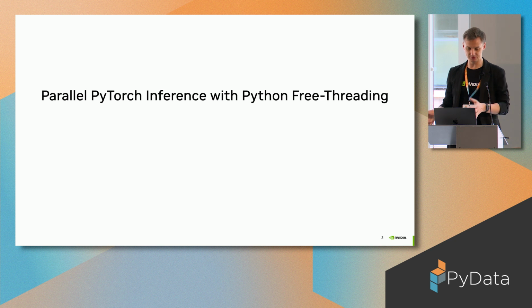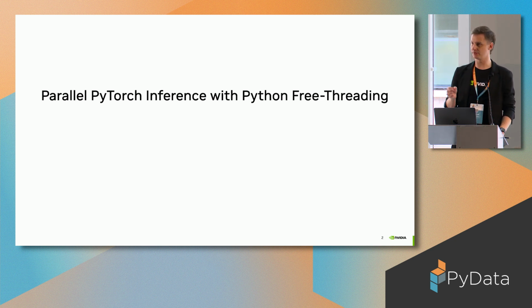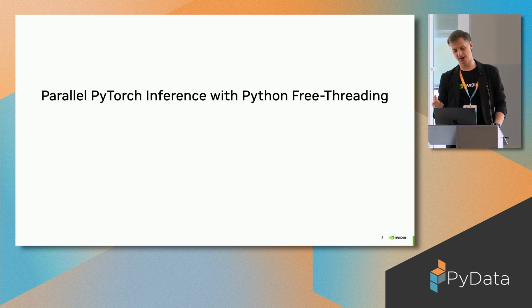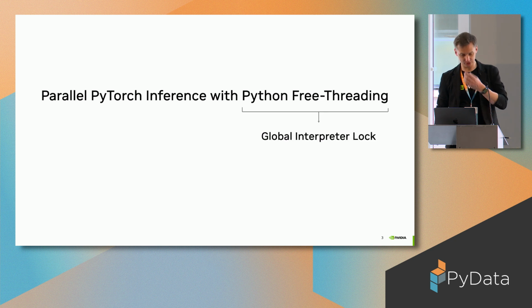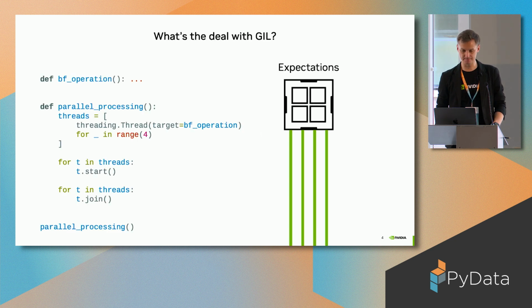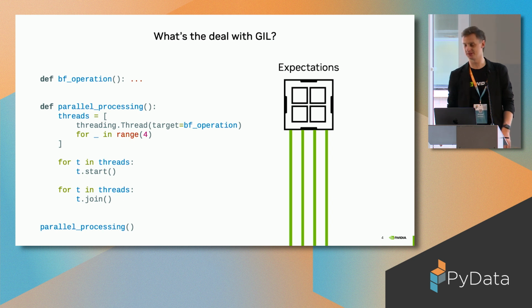And the most cryptic part about this title is this Python free threading part. To actually describe this, I would need to first tell what's something that's called GIL, Global Interpreter Lock in Python. So what's the deal with this GIL?